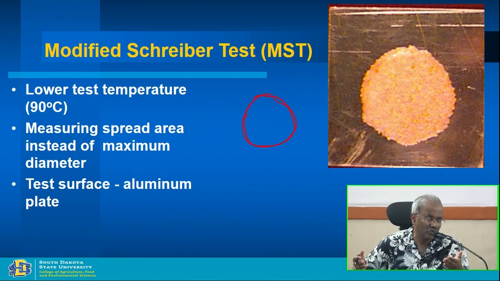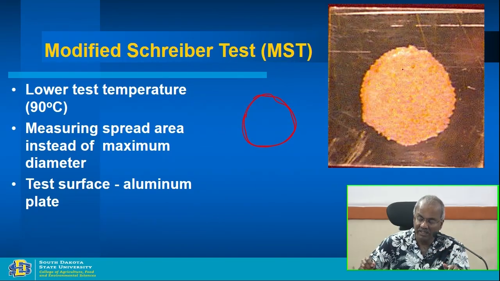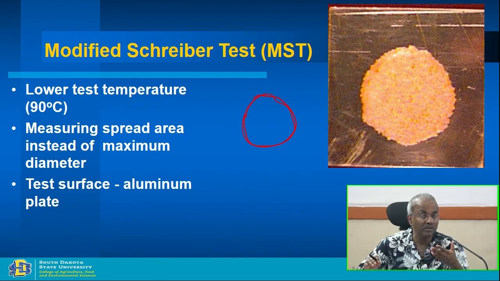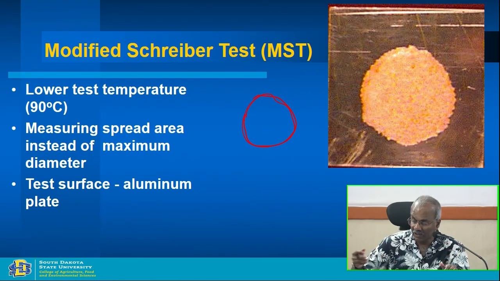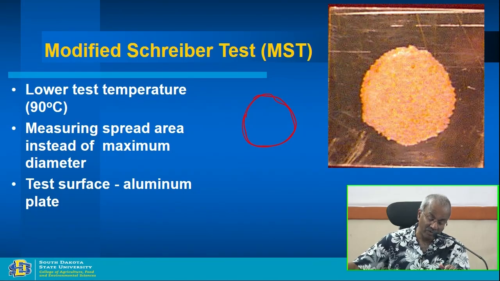That's one way to measure the meltability of cheese. If it is a low melt, you will get a smaller spread area. A higher spread will be the best option. From that you can differentiate between different cheeses. Then you can modify your processing parameters to get a better spread. That's one way to do that. Any questions on this simple method?